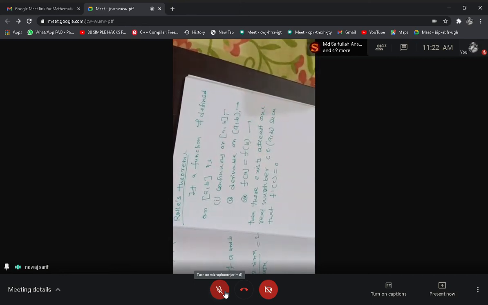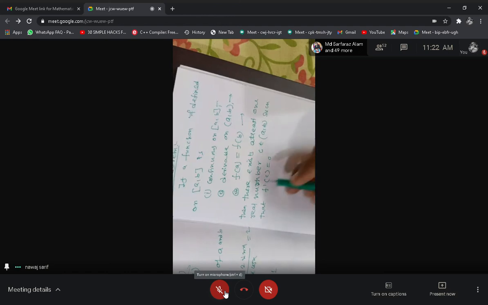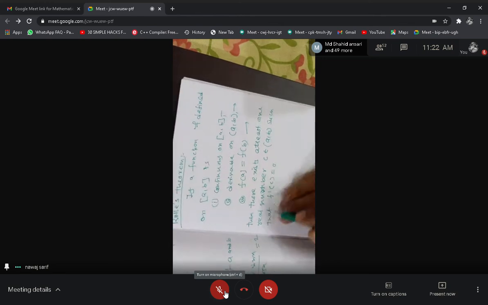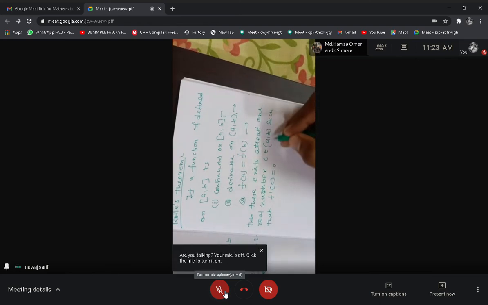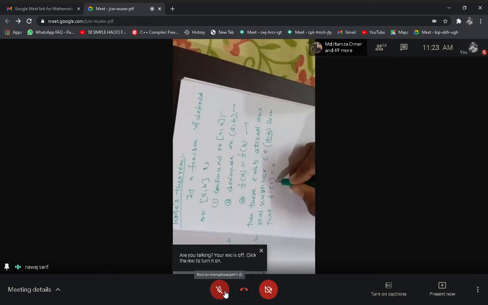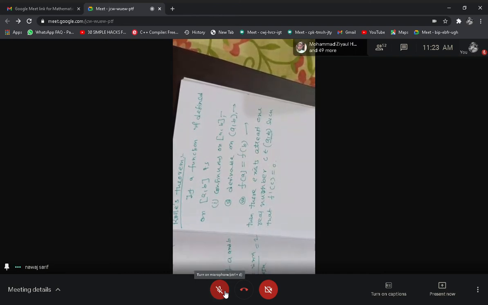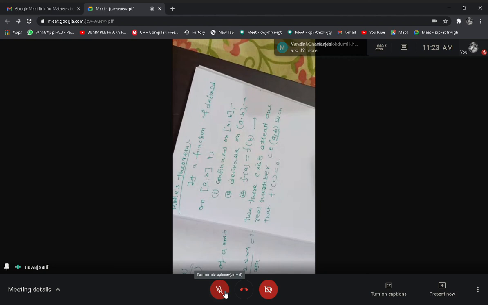So what is the geometrical meaning of this Rolle's theorem? Sir, what do you understand by this? Read the line below once. If these three conditions are satisfied, then this states that there exists at least one real number in this open interval (a, b) such that f dash c equals 0. Understand? So what is the geometrical interpretation, or what do you understand about this theorem? What is the geometrical meaning?